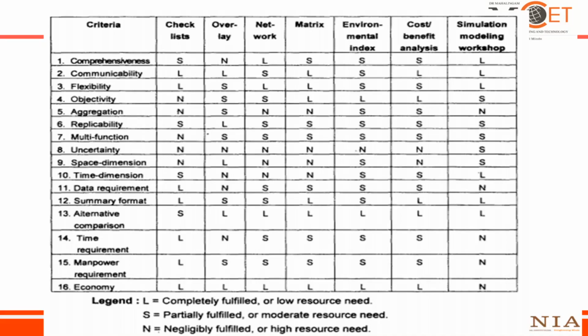If you just want to recollect what those methods are, we have the ad hoc method, checklist method, network method, matrix method, overlay method, environmental index method, cost benefit analysis method, and simulation modeling and workshop method, right? I have not spoken about the last one so much. Why? Because that is not there in your syllabus.